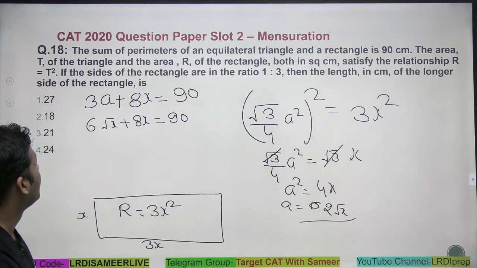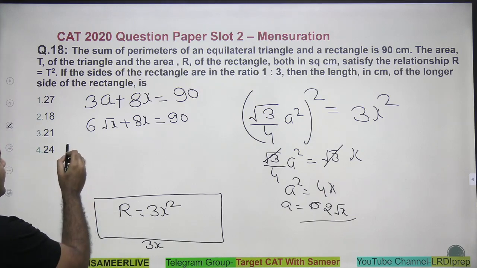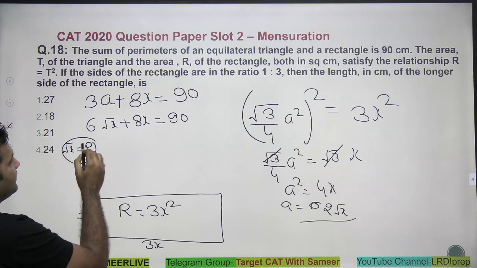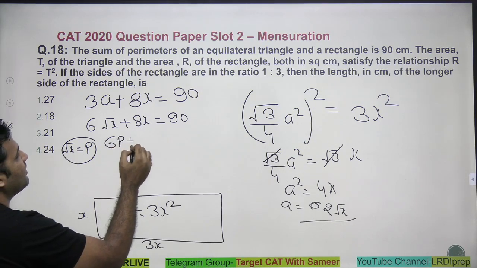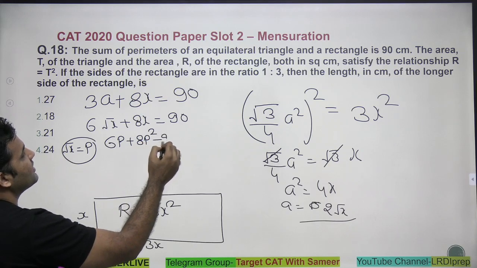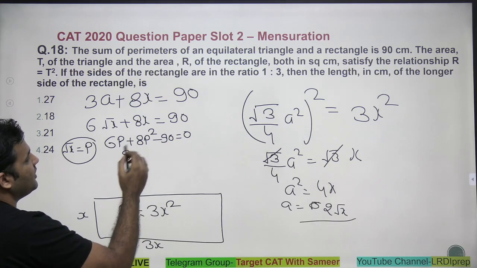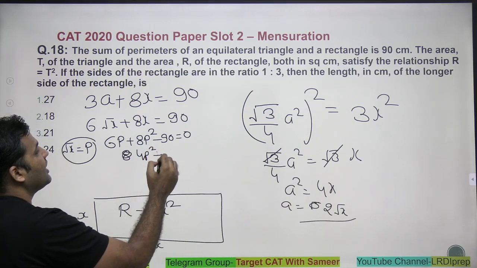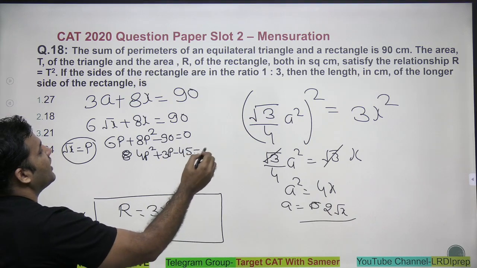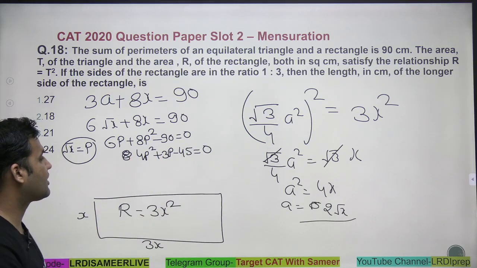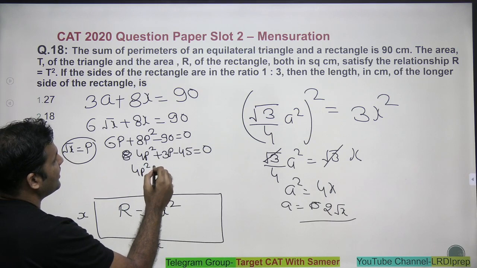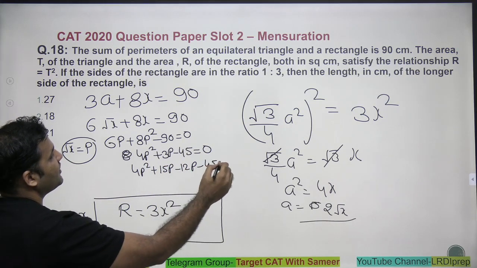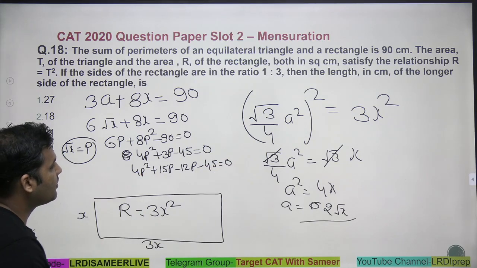Right? Now root x, can I assume this would be a quadratic equation now? Just say that root x will be equal to p, let's say. So can I say that this is 6p plus 8p square minus 90 equal to 0? Now can I divide the whole equation by 2? This will be 4p square plus 3p minus 45 is equal to 0. Now just factorize it. You will get 4p square plus 15p minus 12p minus 45 is equal to 0. Solve this quadratic equation.